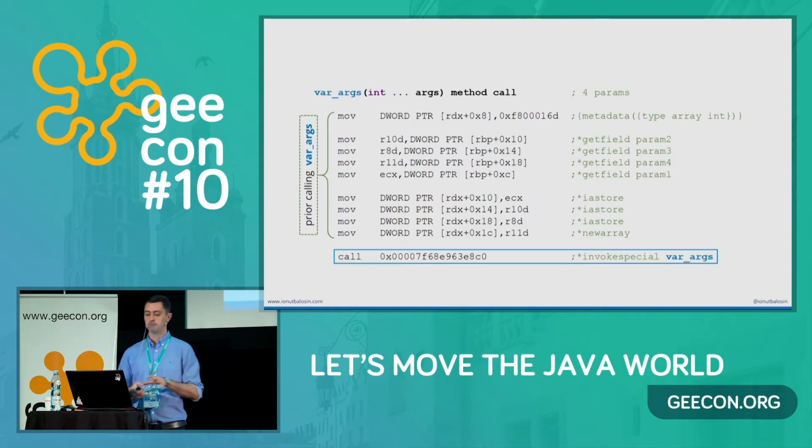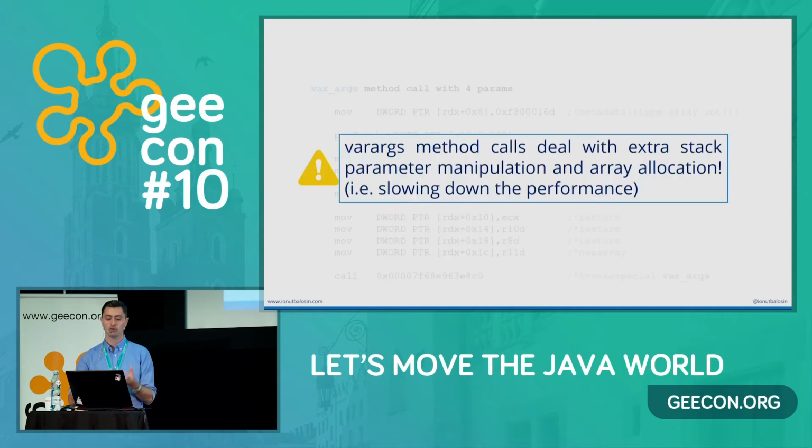How does it work? Here it's a bit of assembly. I know we are Java developers and we love assembly, and that's why I added it here, just to prove what happens when you call a method backed by varargs. When you call such a method, there is an overhead of allocating a new array, of getting the fields from the stack, moving those parameters inside the array, and then lastly calling the varargs method, which comes at a cost, of course, because you pay the cost of extra stack parameter manipulation and that array allocation.